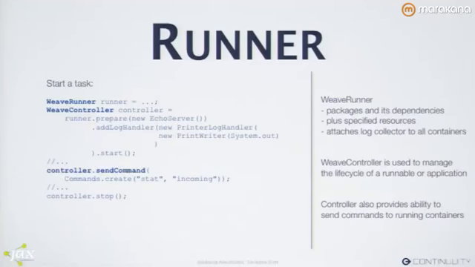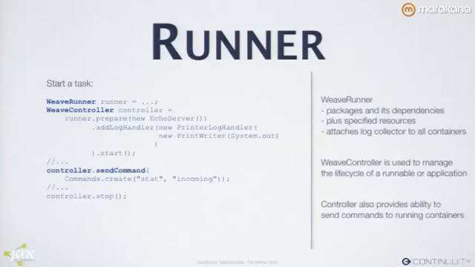So after you write your task, your runnable, now you want to run it, right? So how do you run it? You have something called a WeaveRunner, which is like an executor. The library has a way for you to create it. So you just say WeaveRunner, and then you new a YarnWeaveRunner.